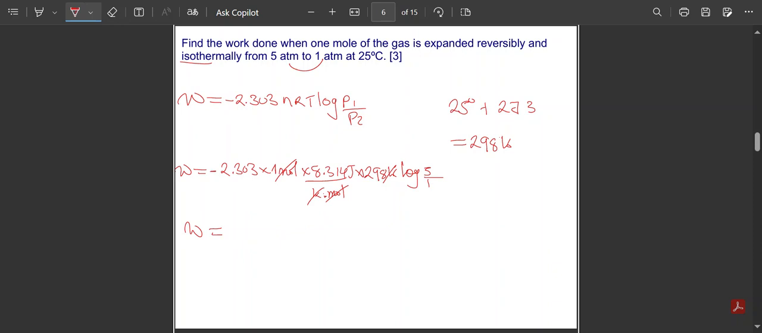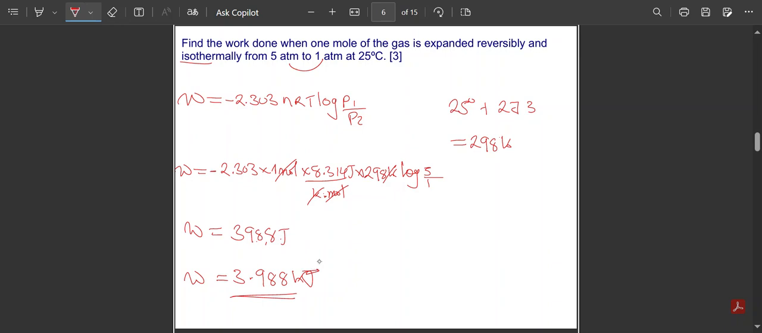When you punch that on your calculator, it will give you 3,988 joules. You can also report in kilojoules if you want. You divide throughout by 1,000, so that will be 3.988 kilojoules. So this is how you can also calculate this value. So that's about it for this one.